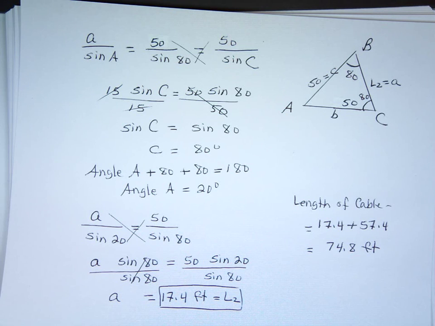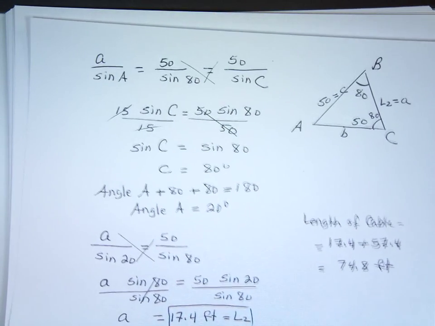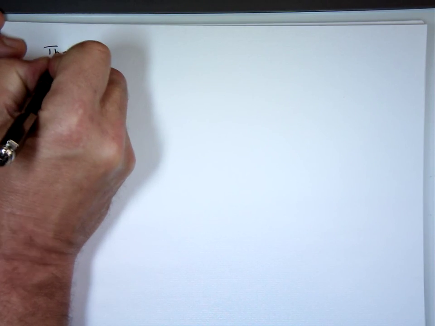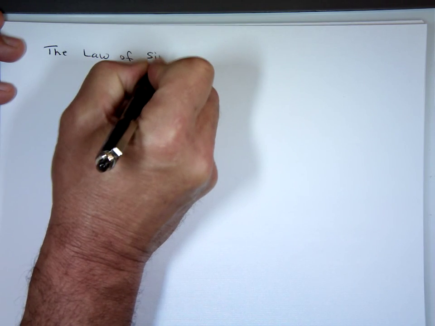There's one place where this doesn't work. You can't use this method. A couple of places actually. Well, 3 places to be exact. What are the 3 places where the law of sine will not work?